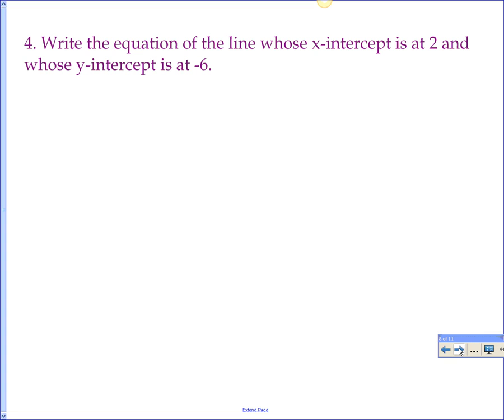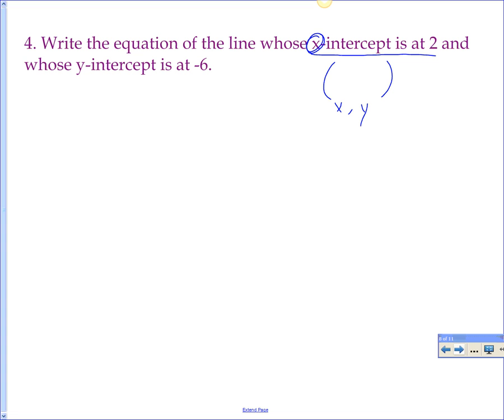All right, last type of problem. Write the equation of a line whose x-intercept is at 2 and whose y-intercept is at negative 6. Whenever they tell you that the x-intercept is at 2, you need to make that a point. So that means you need to have a parentheses, and we're going to have an x and a y coordinate. So x-intercept at 2 is a point.